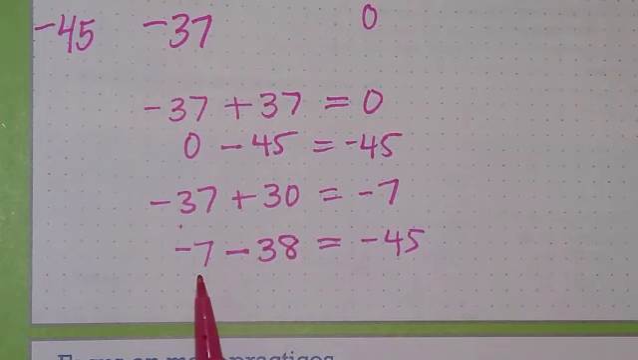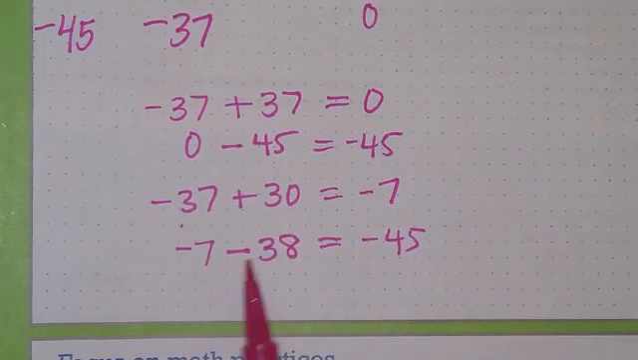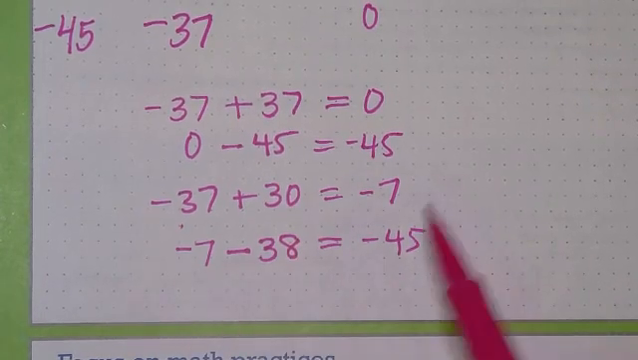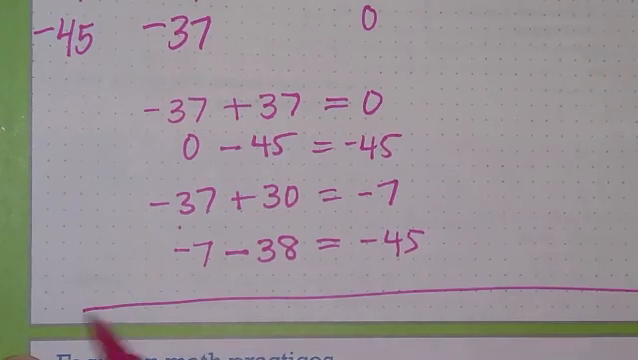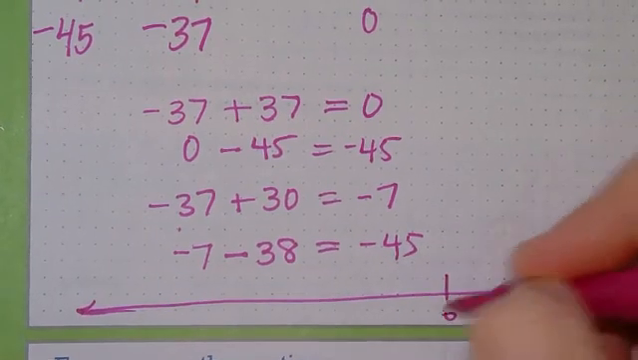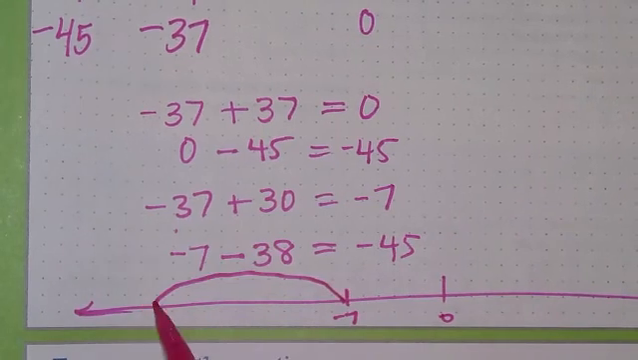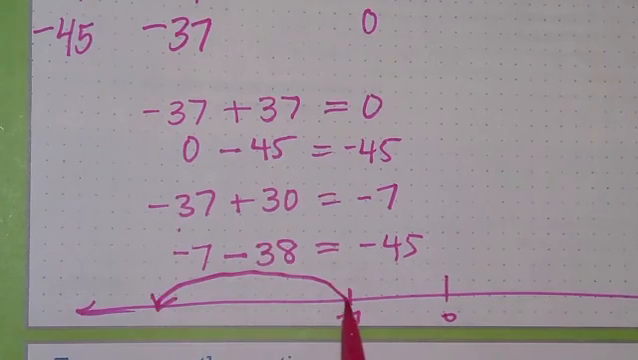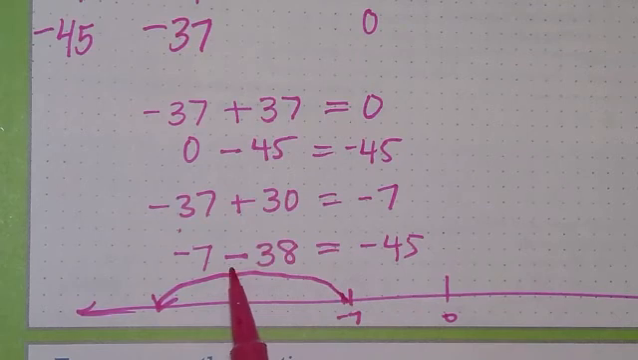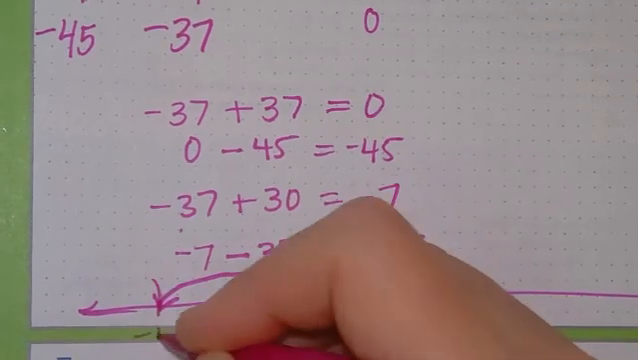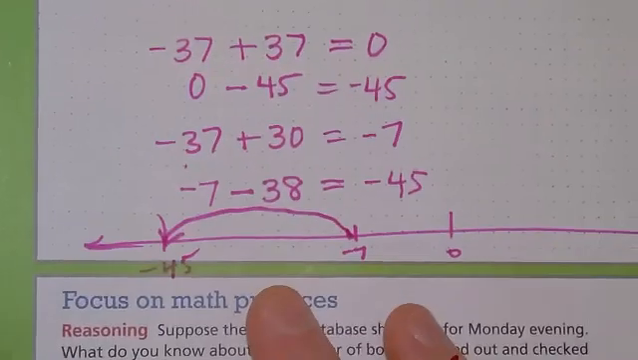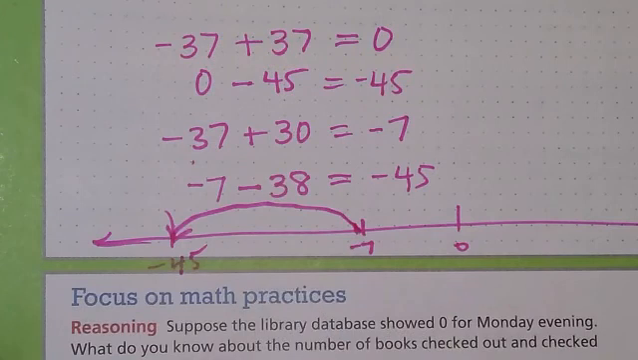So look what just happened here. I'm at negative 7, and then I'm subtracting 38 more. So I'm going to draw a number line here so you can see what's happening. Here's negative 7. 38 more books, boom, got checked out. So that's the number of books that left the library, and that's why I indicated that by minus 38. And we end up right here at negative 45.